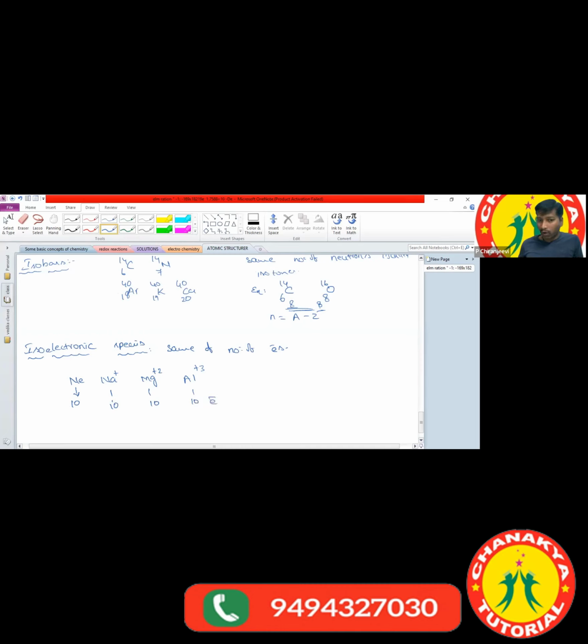Okay. Now let's check the number of protons. How many protons are there in neon? 10. Number of protons present in sodium? 11. Here 12. Here 13. Because number of protons is equal to atomic number. So neon, Na plus, Mg plus 2, Al plus 3 all have the same number of electrons. Whenever they have the same number of electrons, we call them isoelectronic species.